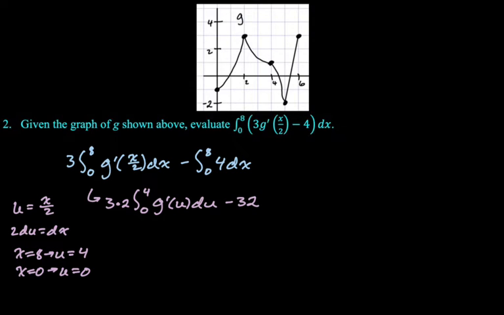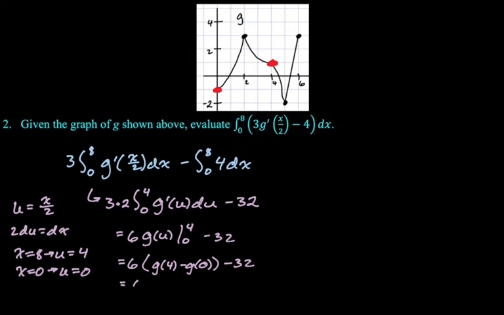All right, so integrating g prime of u just gives us g of u. So 3 times 2 is 6. So 6 g of u, we're going from 0 to 4, and then still minus 32. So this will be 6, fundamental theorem, times the quantity g of 4 minus g of 0. Here's where the graph comes into play, right? This is the graph of g of x that we are given. So you can find g of 4 and g of 0. So g of 4 is 1, g of 0 is negative 1. That graph is very interesting considering what little we've done with it, but we get 6 times the quantity 1 minus negative 1, minus 32. So that's going to give us 6 times 2 is 12 minus 32, which is negative 20.